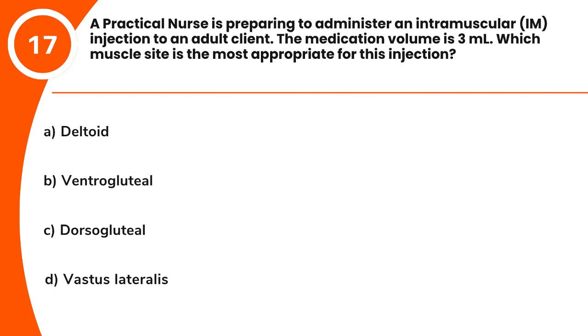Question 17. A practical nurse is preparing to administer an intramuscular, IM, injection to an adult client. The medication volume is 3 milliliters. Which muscle site is the most appropriate for this injection? A. Deltoid. B. Ventrogluteal. C. Dorsogluteal. D. Vastus lateralis.